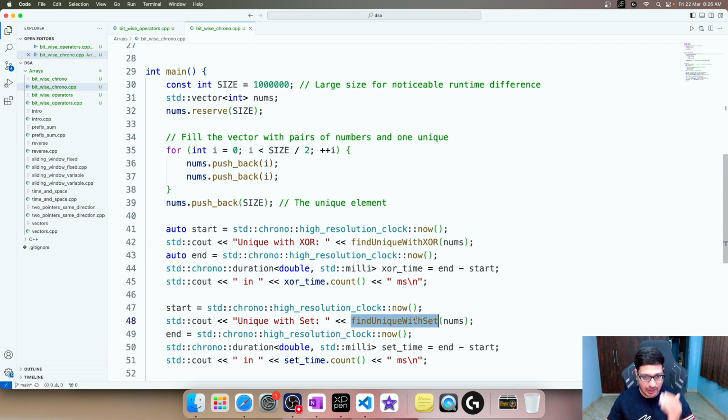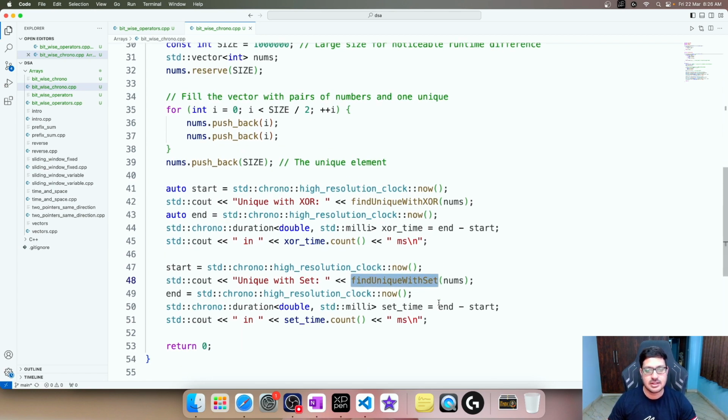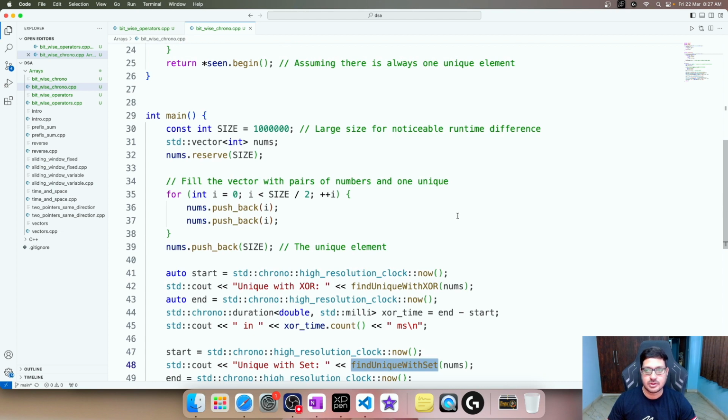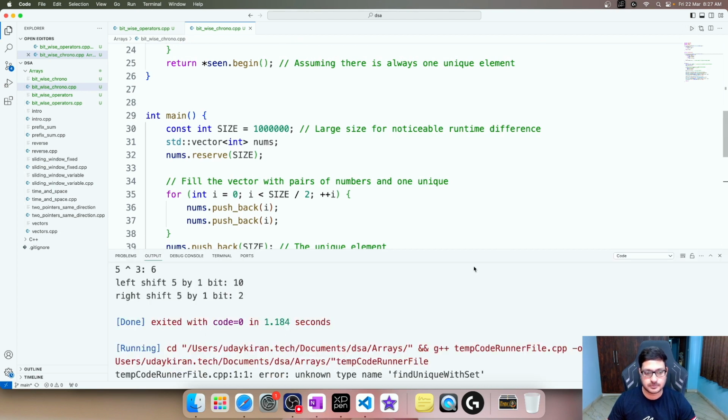Okay, and the code is doing a clock timer. So before executing this function, we are calculating the timestamp. After executing the function, we are calculating the timestamp, and we are getting the milliseconds out of it, and we are printing the milliseconds. So we are repeating the same thing for two functions. One function is doing it with bitwise, another function is doing it with a set. When I run this, you will see the difference.